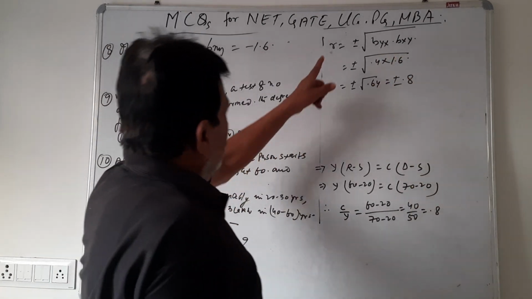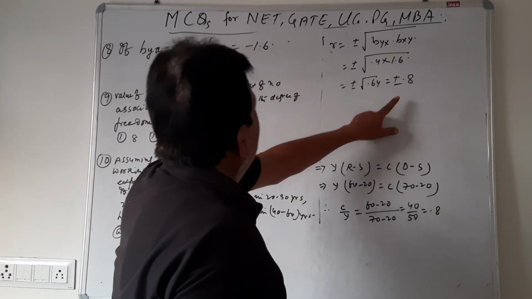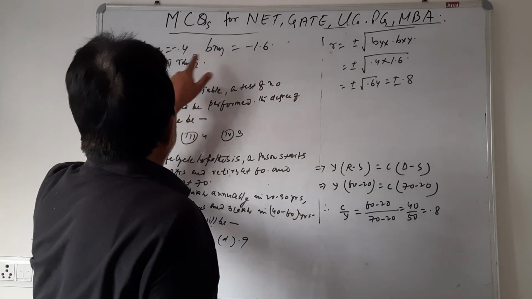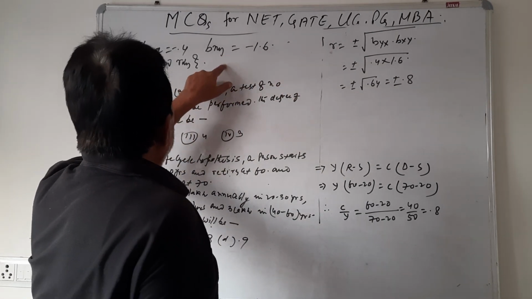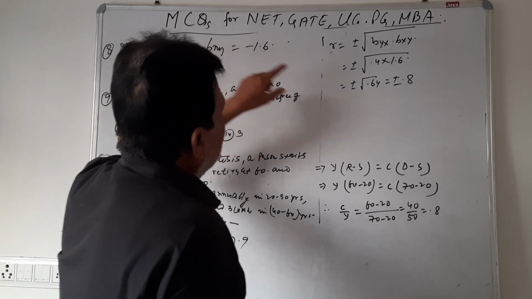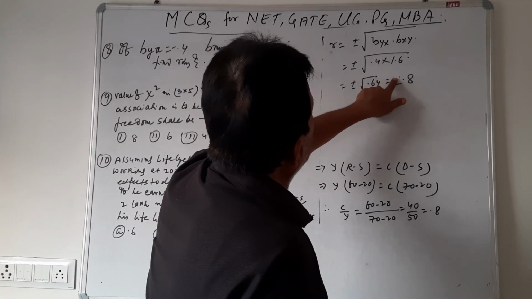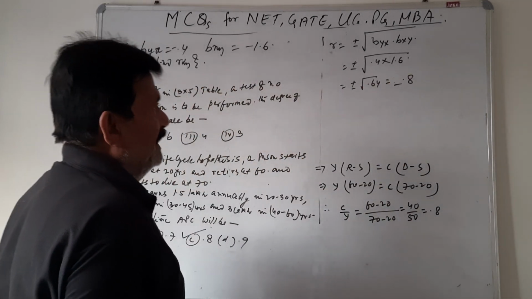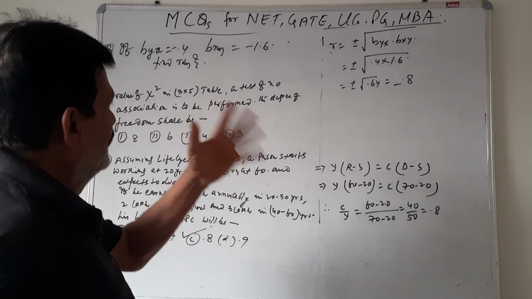Now, the sign of r would be the same as the sign of these two regression coefficients. Both regression coefficients are negative, hence r would be negative. So it is minus 0.8 instead of plus 0.8.